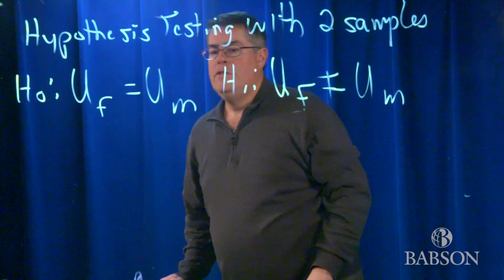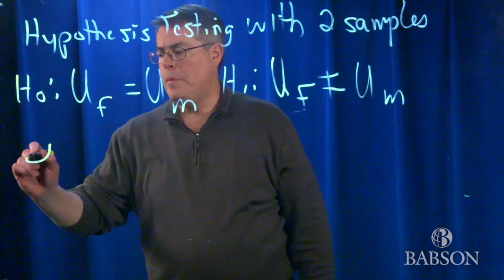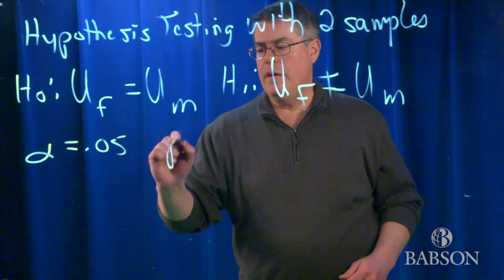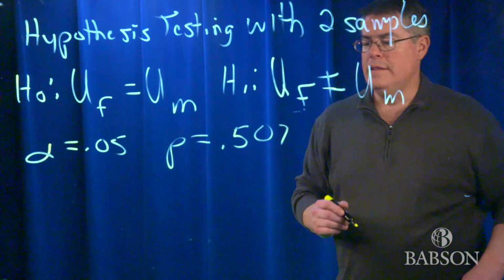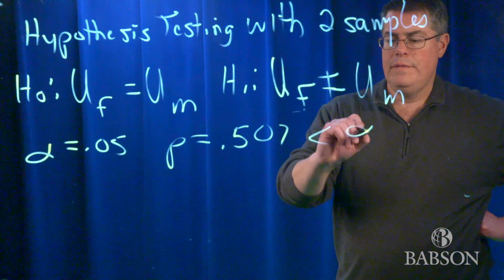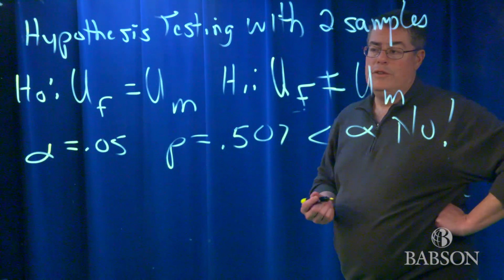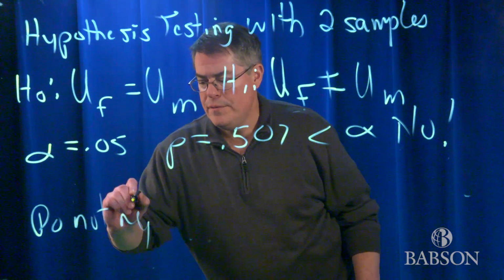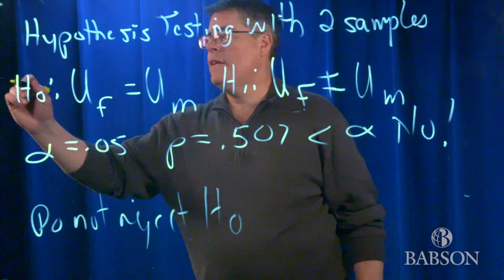Is that less than our alpha? Well, let's see. So what alpha should we use? Any different than what we've done before? Probably not. Let's stay with 0.05. Our p-value was 0.507. Is that less than alpha? No, it is not. So what do we do? We do not reject the null hypothesis. And the check goes with H0.